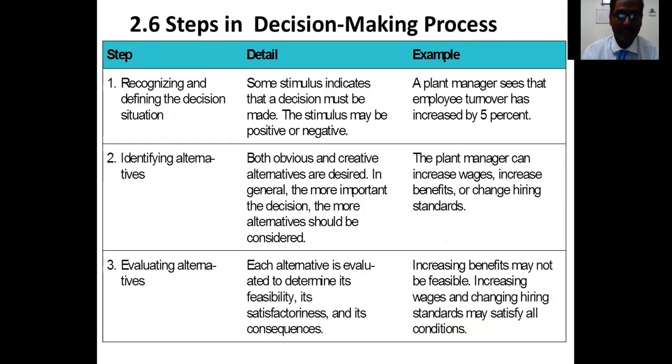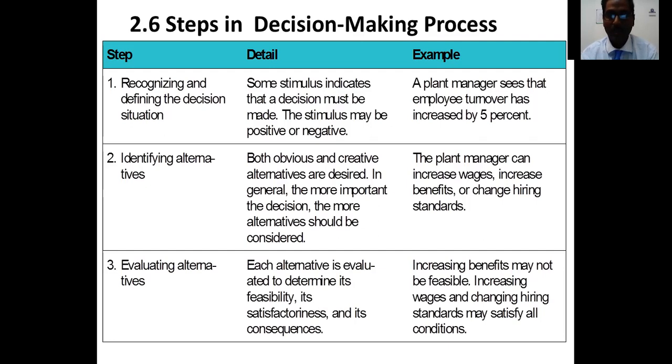Then the next topic is steps in the decision making process. Here I have given the step, then the detail, then an example. If you see the examples, it will help you understand the steps. First step, recognizing and defining the decision situation, whether it is a problem or an opportunity. In the example I have given, a manager is facing a particular problem, and his decision making is going to solve that issue in an effective and efficient manner.